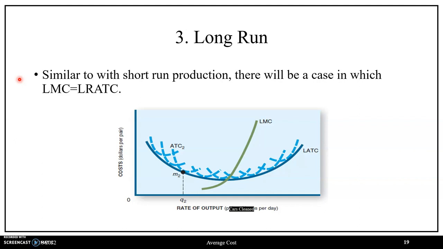And lastly, similar to what we saw with short-run production, there will be a case in which the long-run marginal cost curve will intersect the long-run average total cost curve as well.